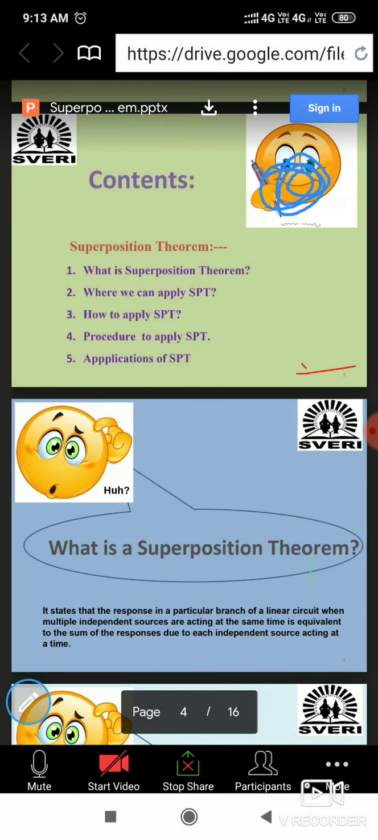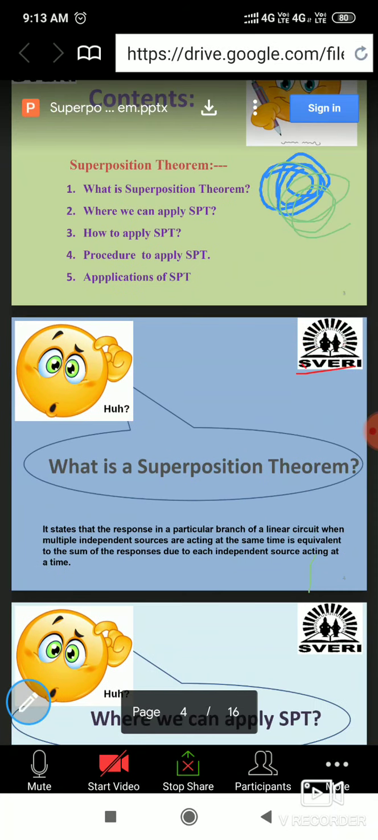Without that we cannot apply it. Knowing what the superposition theorem is and where we can apply it, it is also important to know how to apply it, because without knowing this we cannot find the response across any element in the given network. So next will be the procedure to apply SPT, and then the applications of SPT.